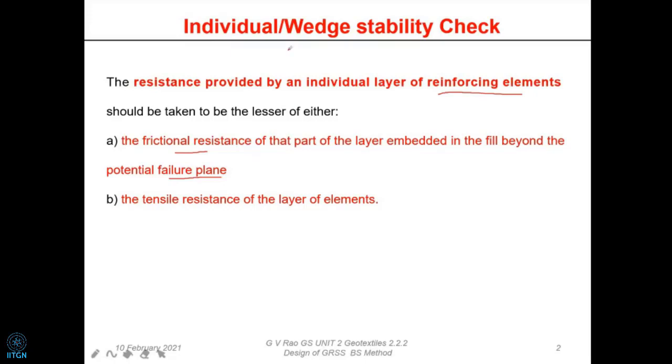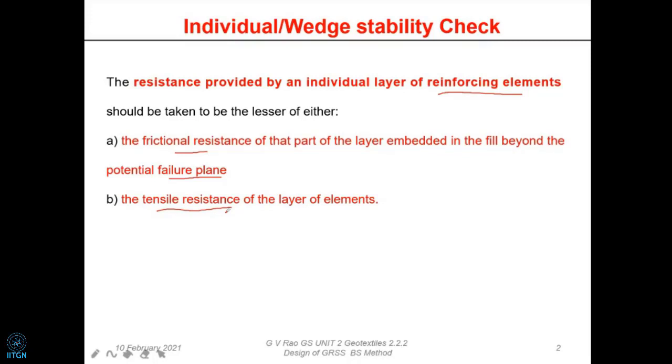And when we do a wedge stability, we also check the base resistance. That is a modified direct shear kind of test, so that is separate. And also we have considered the tensile resistance of the layer of elements, or a number of layers, when we come to the wedge. So what is tensile resistance equivalent to? It is exactly equivalent to the factored earth pressure of that zone, which the individual geosynthetic is trying to take on.